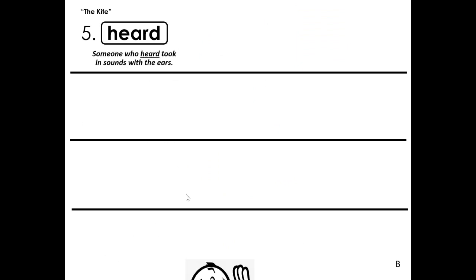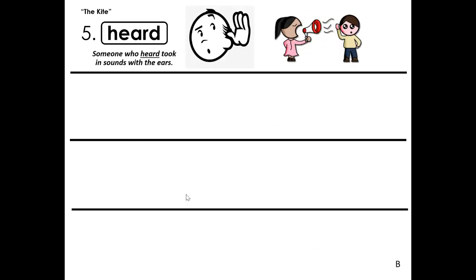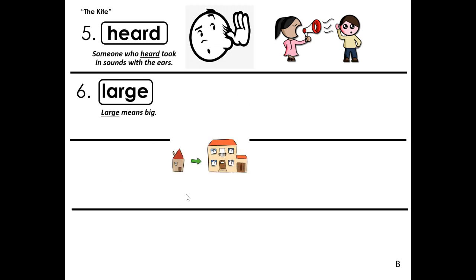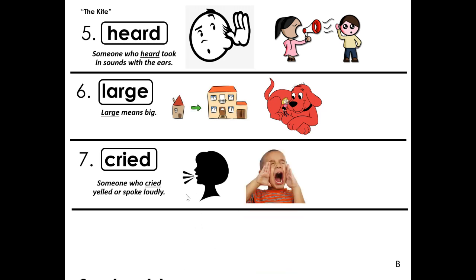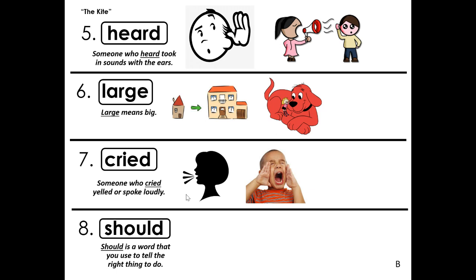What was number 5? Heard. Past tense of hear. Someone who heard took in sounds with the ears. Large. Large means big. 7, cried. Someone who cried yelled or spoke loudly. Cried. 8 is should. Should is a word that you use to tell the right thing to do.